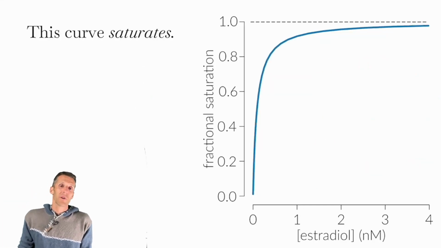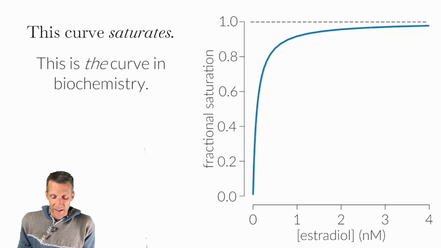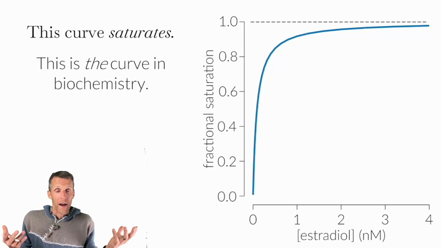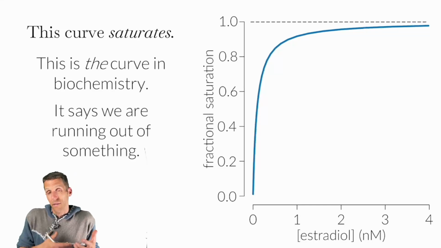And it turns out that curve shape is really important and happens all over biochemistry. In fact, it is the curve in biochemistry. If you're taking a biochemistry exam and they say draw a graph, and you have no idea what to draw, draw this curve. 85% of the time you'll be right. And the reason you'll be right is because this reflects a fundamental fact of biochemistry.